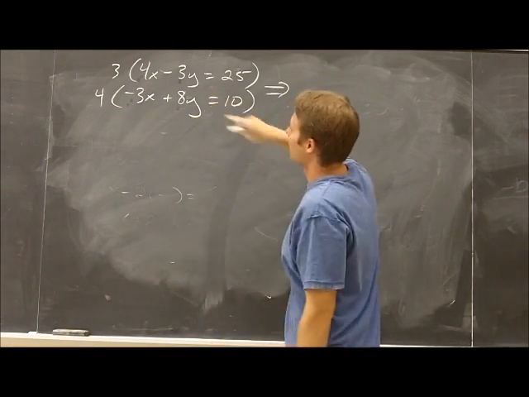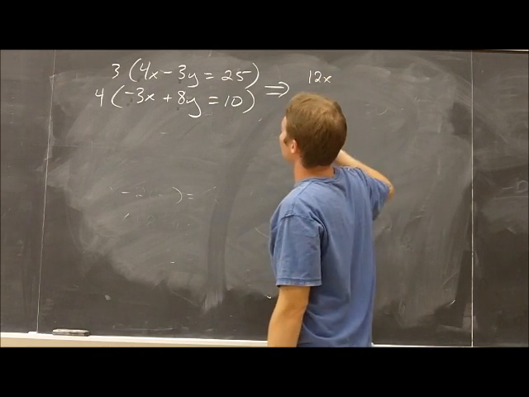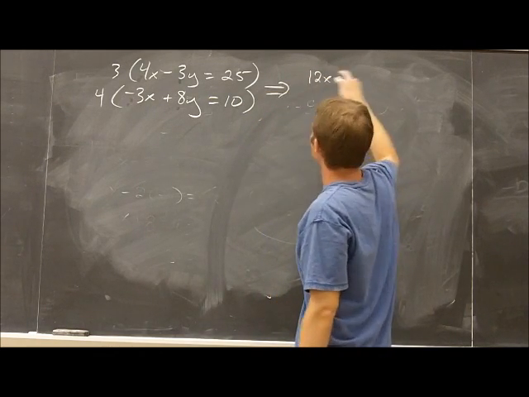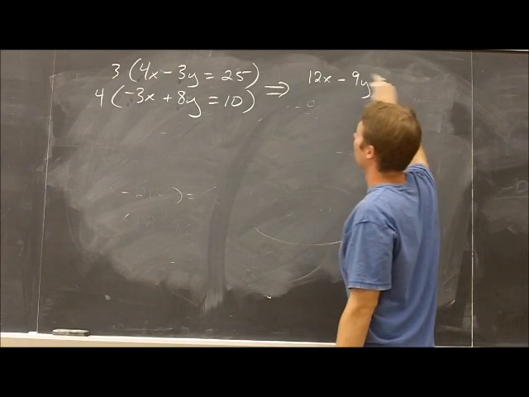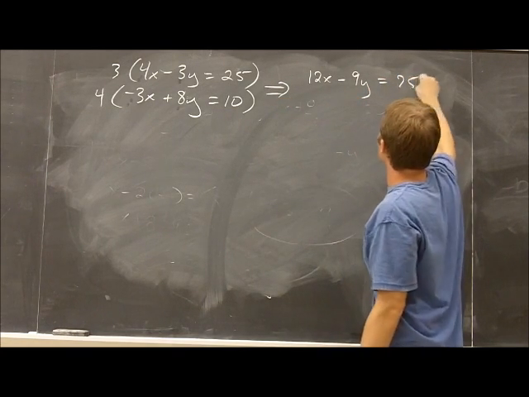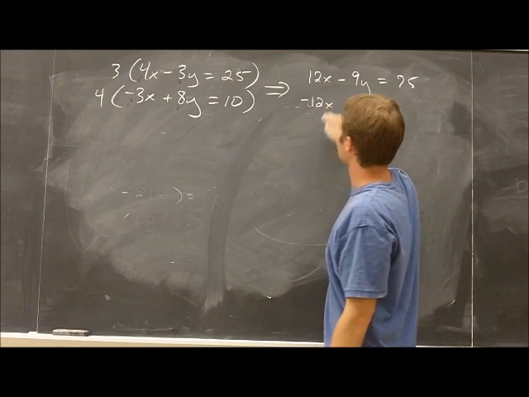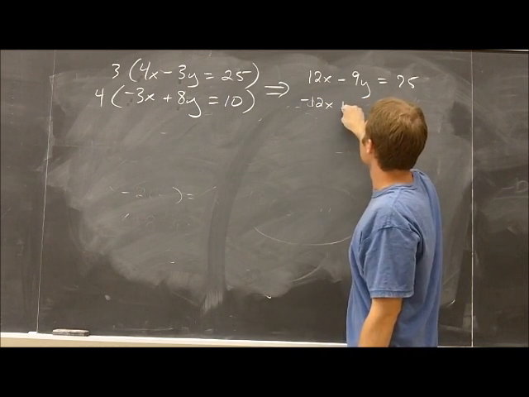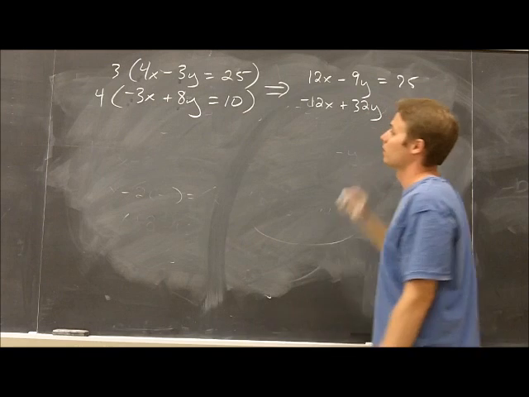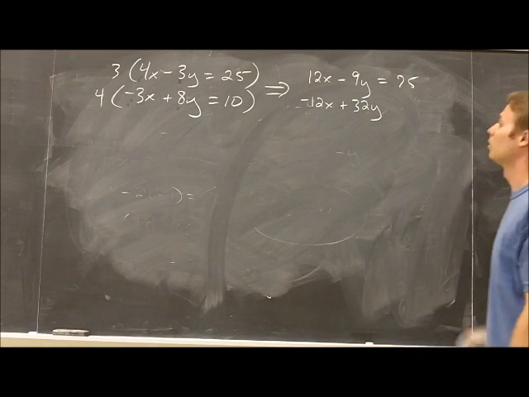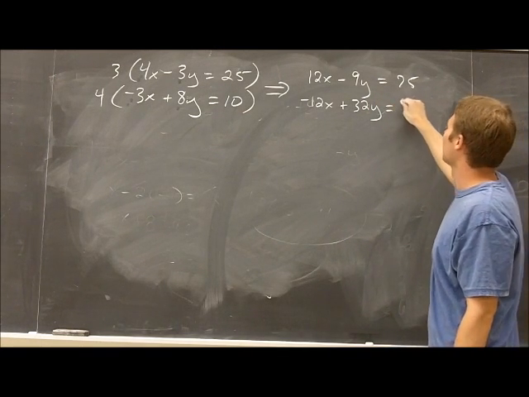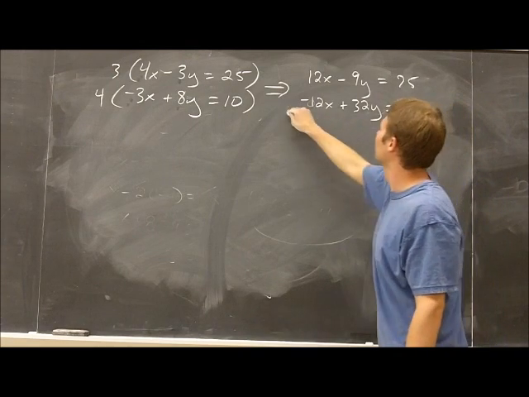Okay, so if I multiply the top times 3, that 4x becomes 12x. 3 times 3 is 9, that's negative 9. And then 3 times 25 is 75. 4 times negative 3x is negative 12x. 4 times 8x is 32. Sorry, 4 times 8y is 32y. And then 4 times 10 is 40.